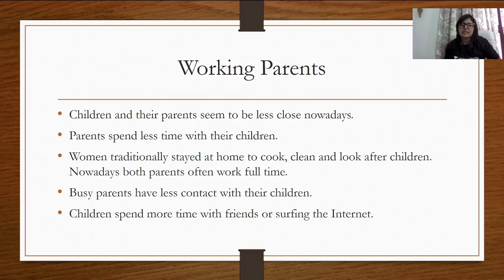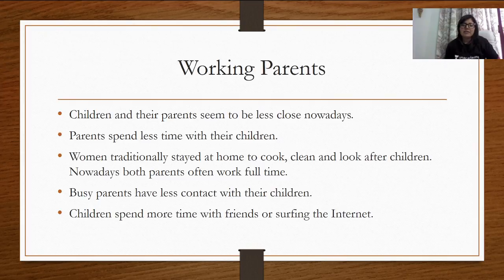Women traditionally stayed at home to cook, clean, and look after children. Nowadays, both parents often work full time. Yes, initially women were restricted to their houses. They used to involve themselves in the household chores, but nowadays they go to work, they go to office, and they spend less time at home.